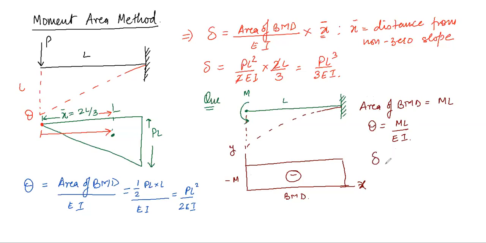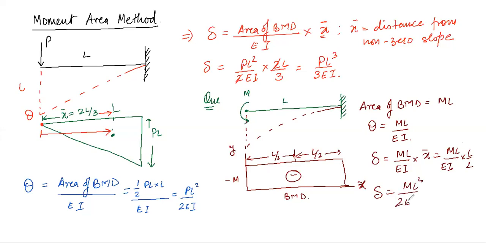Likewise, deflection is ML upon EI, right, into x bar. Now here in this case, if we try to define it, this is the L distance, so x bar is L by 2, yes or no? So x bar gives ML by EI into L by 2. That is, the deflection is ML square upon 2EI.